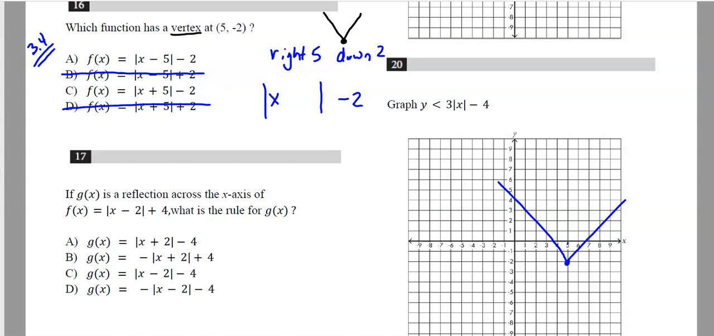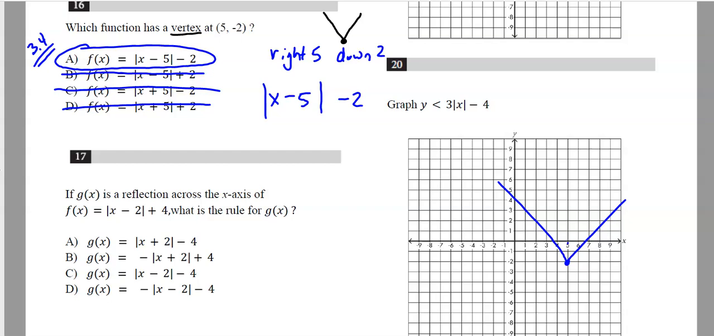And then right, remember it's opposite of what you would think. So if we went right, it's actually a -5. So the correct answer here is going to be A. C would have been left. So that's going to put the vertex right there.